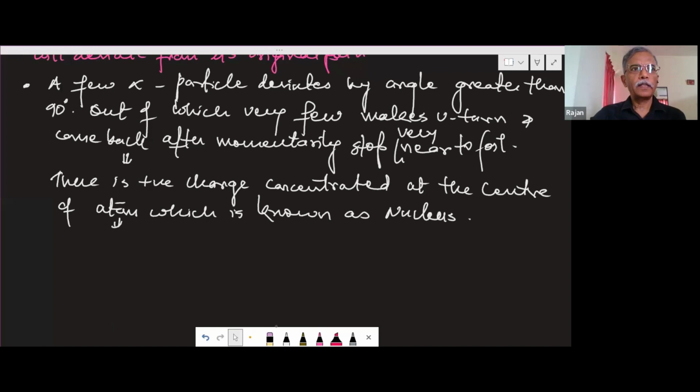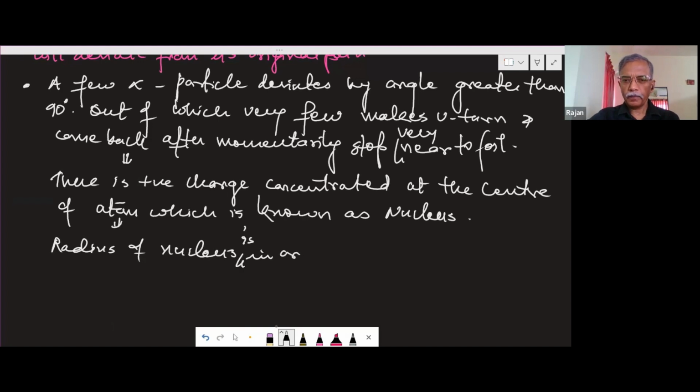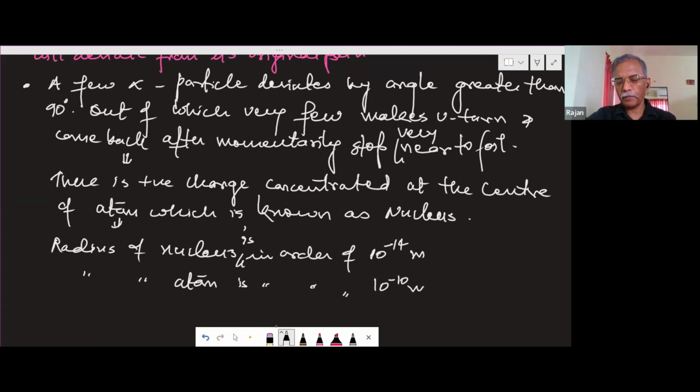But he was able to understand that the radius of the nucleus is in the order of 10 to power minus 14 meter, even smaller than a point in size. And the other is the radius of the atom, that is in the order of 10 to power minus 10 meter, correct?